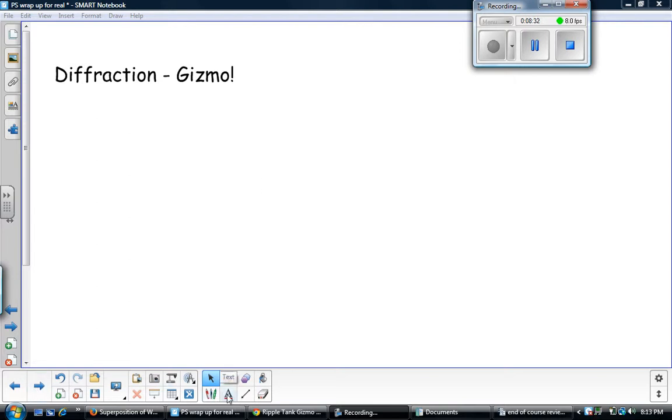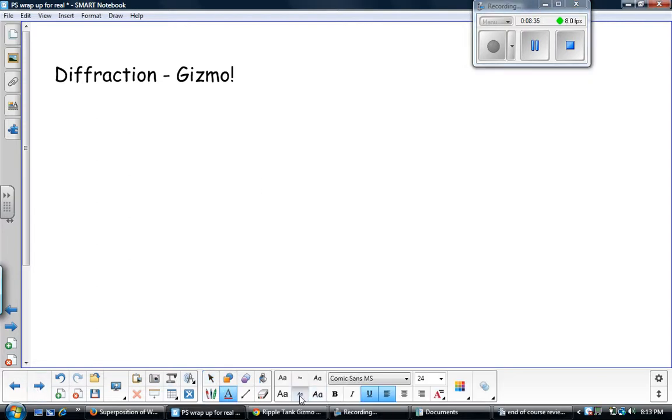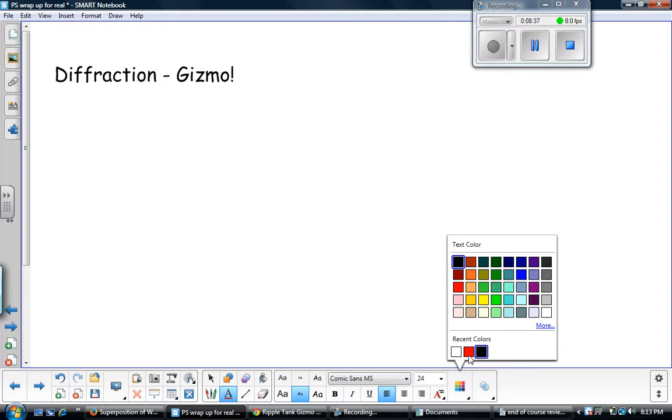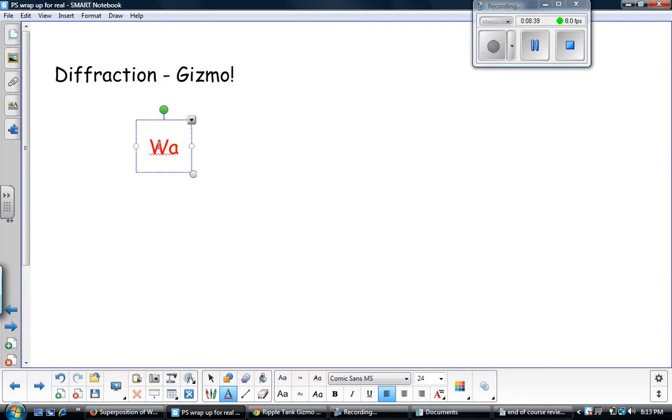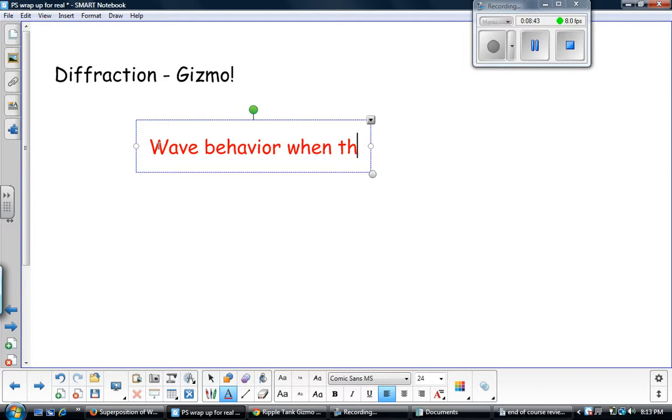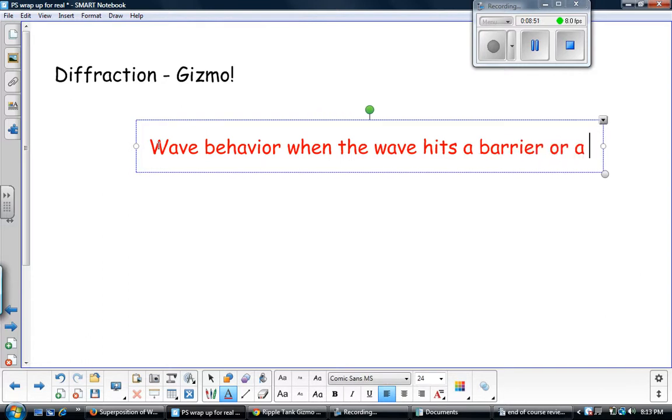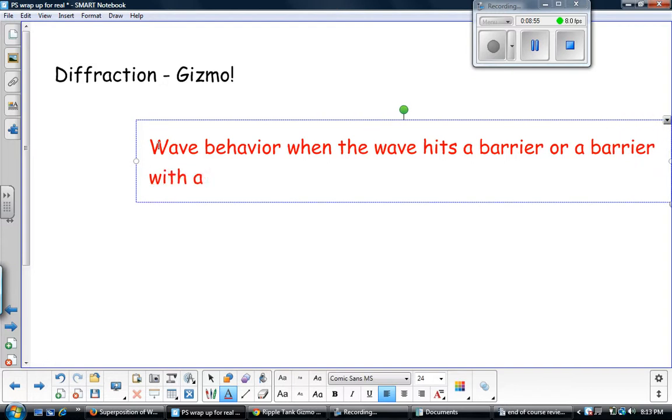So let's put a little summary here. Wave behavior when the wave hits a barrier or a barrier with a gap in it.